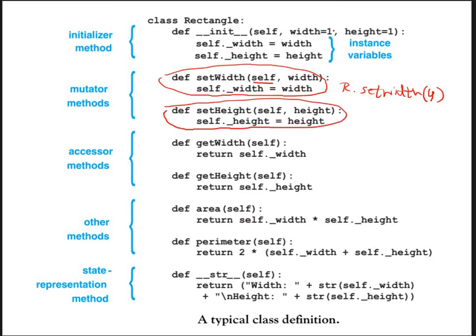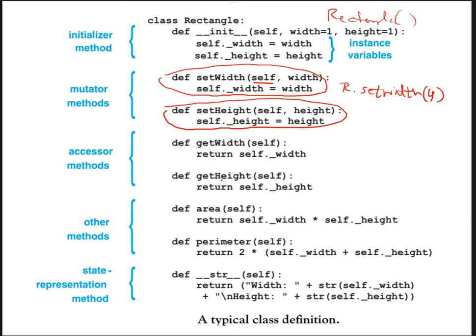Okay, so again, if you just type in the rectangle over here with the empty parentheses, it's going to give the width to be 1 and the height to be 1 also. But if let's say you want to change that, then you're going to say r dot or rectangle dot set width or set height. So this is just to change the values if you want to.